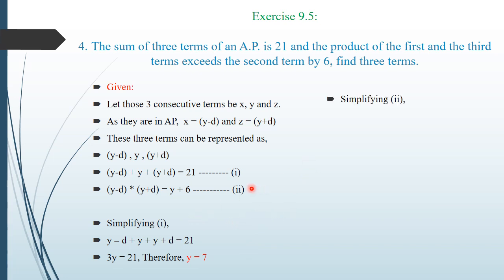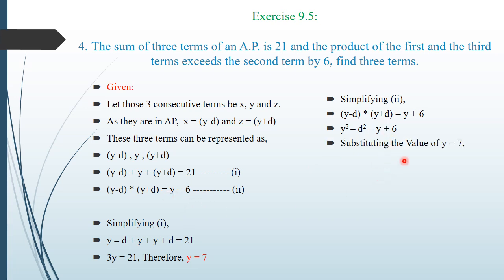For that, we'll start simplifying equation 2. I'll consider this product, that is y minus d into y plus d. We know the result of a plus b into a minus b is nothing but a square minus b square. That I will consider here, that is nothing but y square minus d square. That is equal to how much? y plus 6. I have kept it as it is.